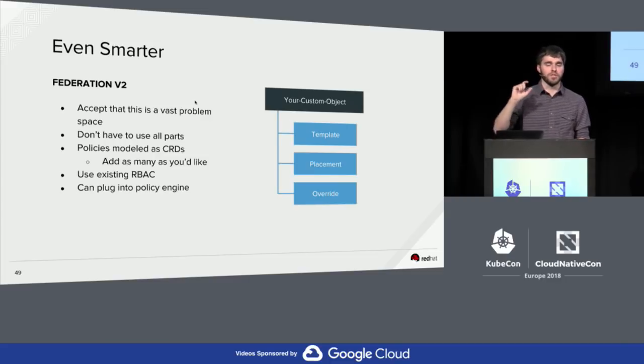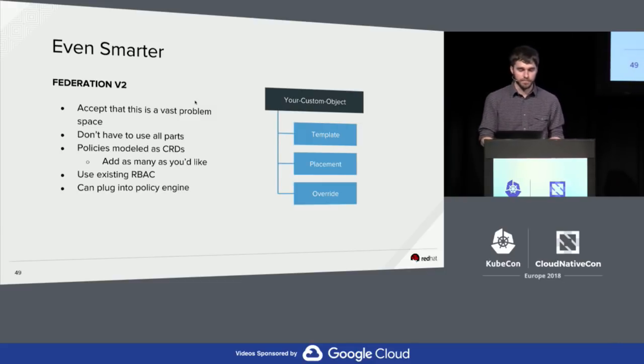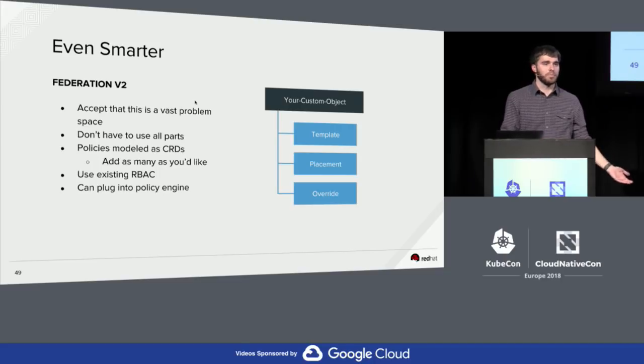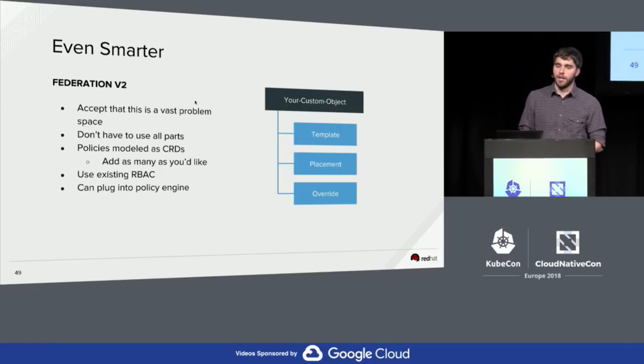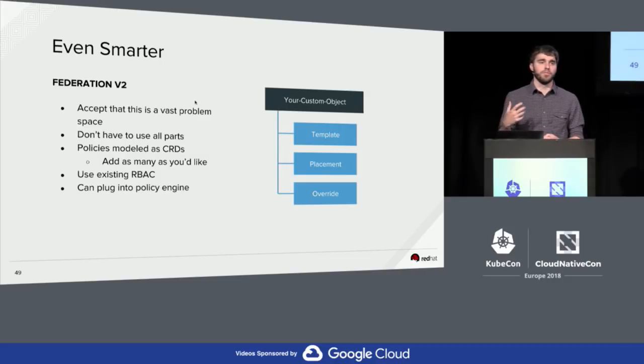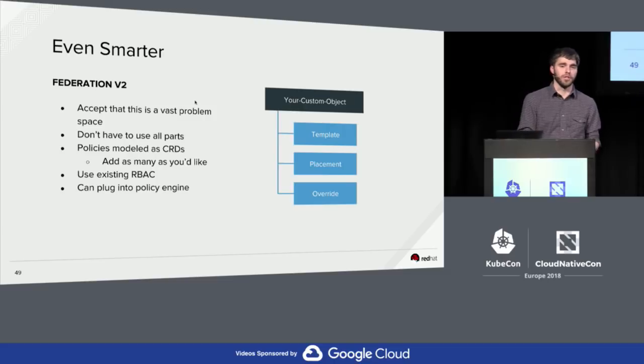So this is where you could start doing the locality-based stuff where I need to override Germany and put a different country, for example. This is the model that Federation V2 is going to work on. Nice thing again, it's Kubernetes native, so you can use all the RBAC primitives that you already have today. And then you have the nice primitives to push it into a policy engine if you need to do auditing, if you've got a security group that really wants to keep a close eye on things.